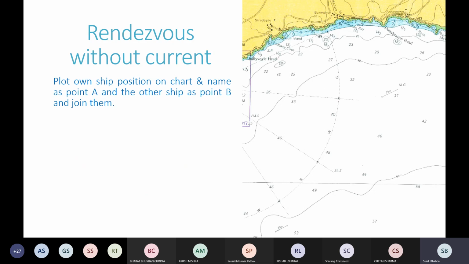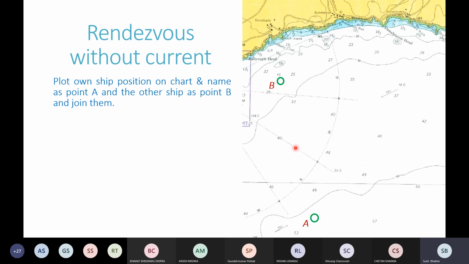Now, the first thing which we have to do is we have to plot the own ship position on chart. So let's plot our own ship position. Let's assume that our position is given to be here in this part. Let's name it as A. And the position of the target ship or other ship is also given to us. So let's plot the position of other ship also. Let's assume the other ship is at this particular location. Let's name it as B.